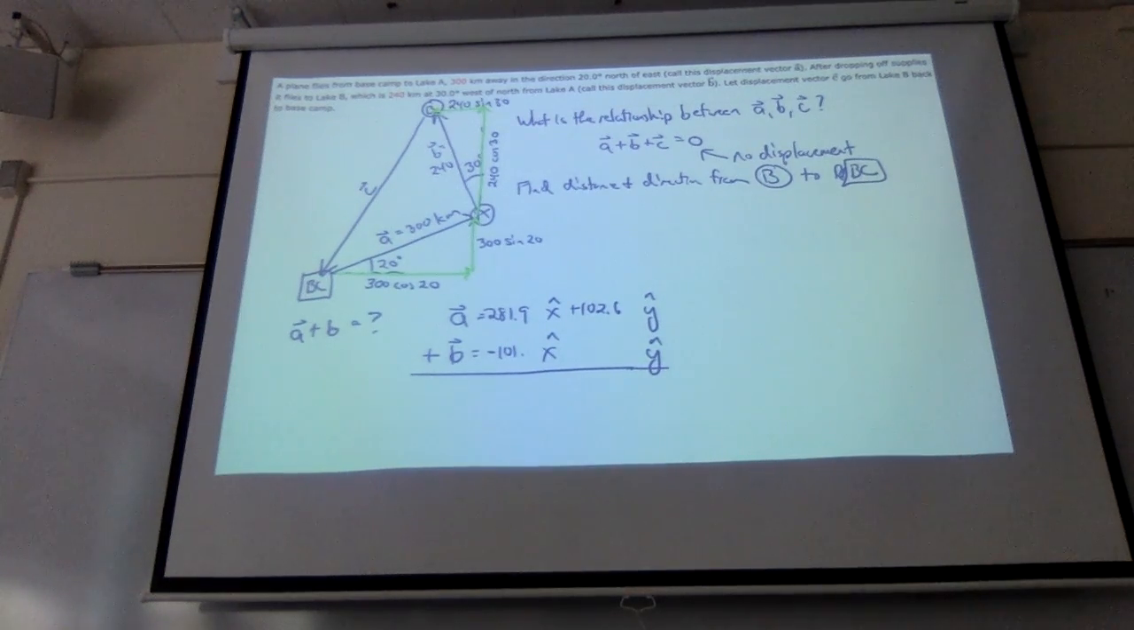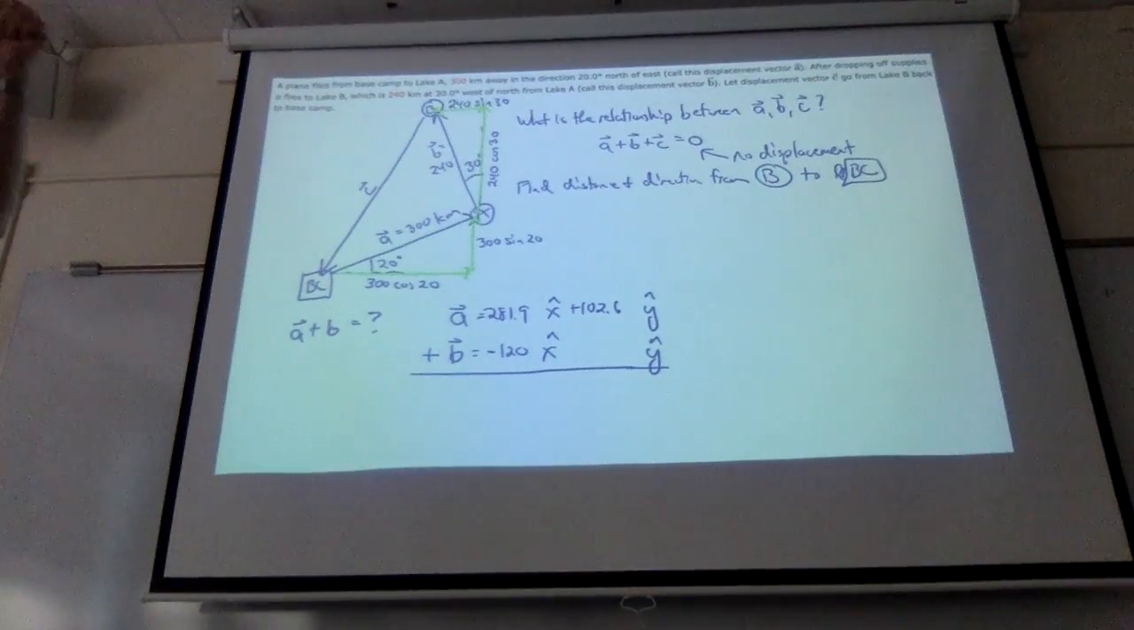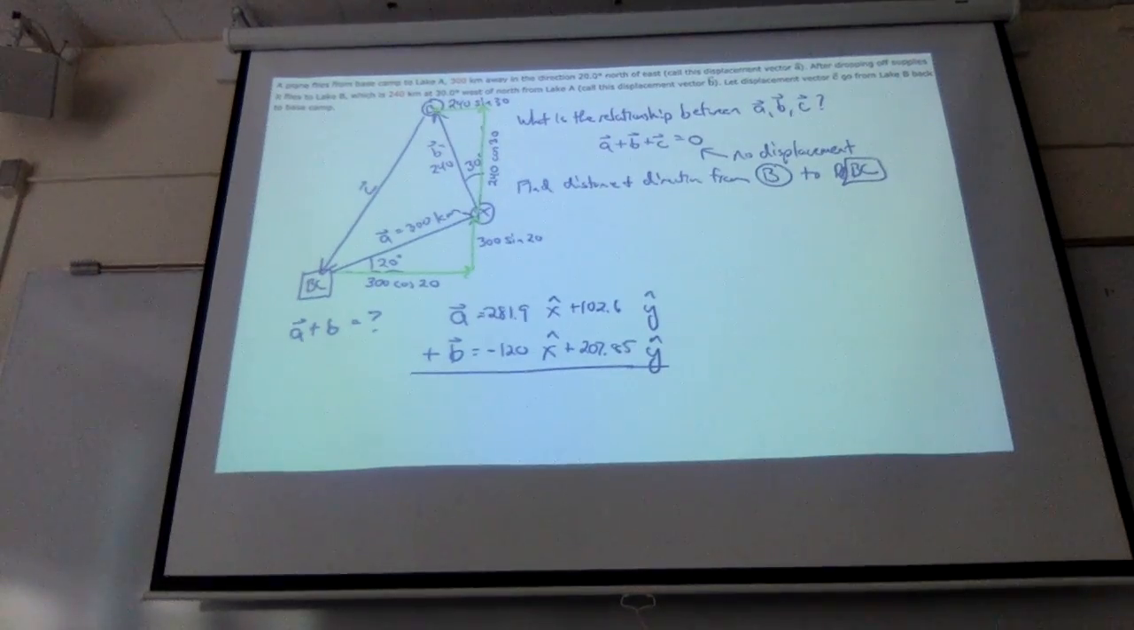It's kind of shocking. It's on the dot. 120 on the dot for 240 times sine 30. Beautiful. Notice I put a negative sign in front of that simply because it's pointing back to the left. And then for the other one, 240 cosine 30. 207.85.